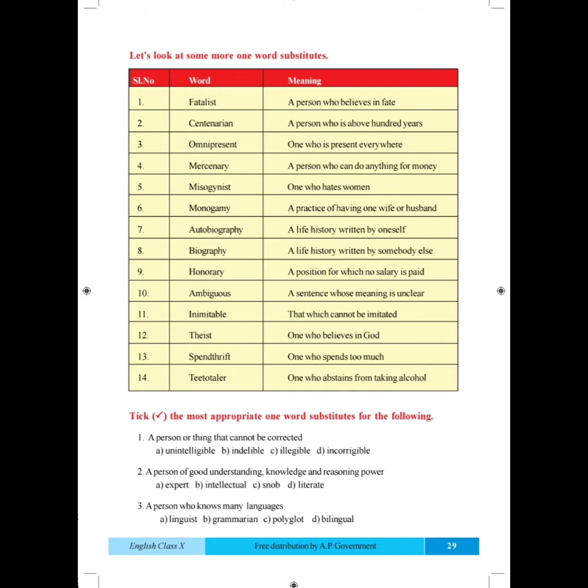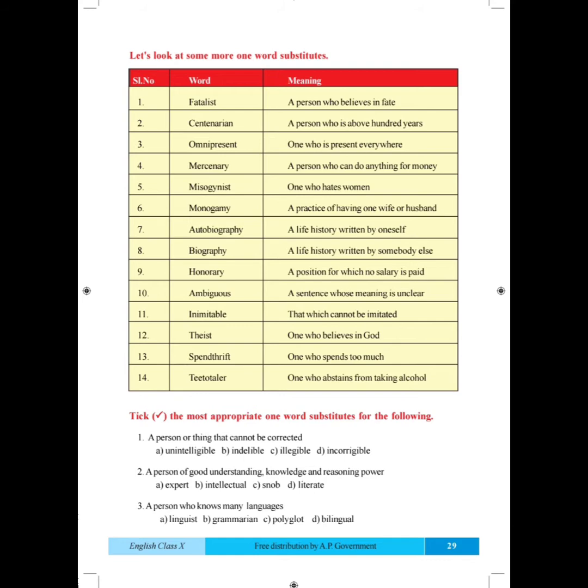First one, fatalist. A person who believes in fate. A person who believes in fate is called a fatalist. Second one, centenarian, a person who is above 100 years. Third one, omnipresent, one who is present everywhere. Fourth one, mercenary, a person who can do anything for money. Fifth one, misogynist, one who hates women.